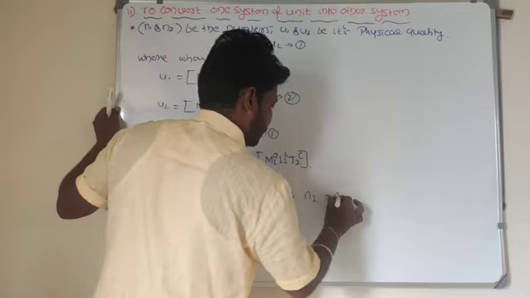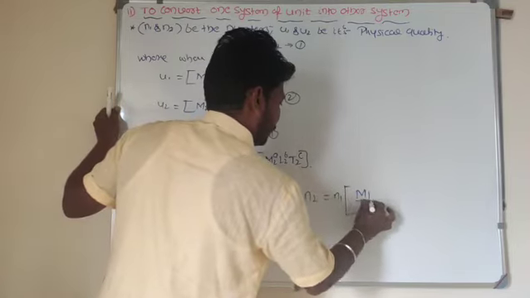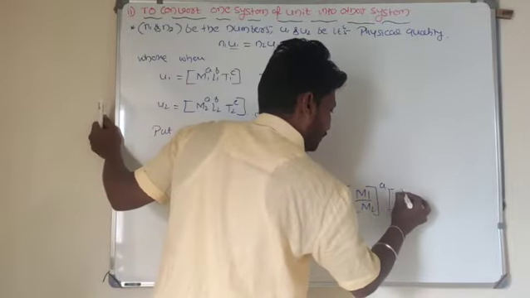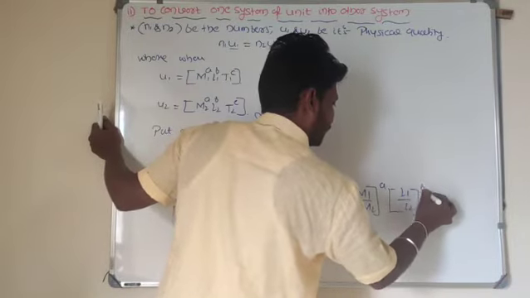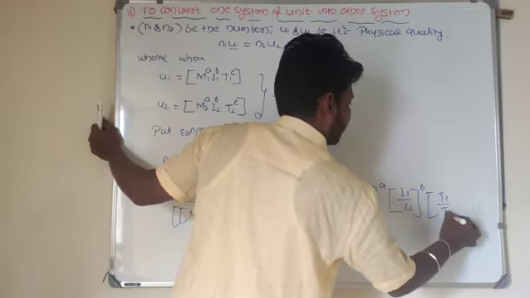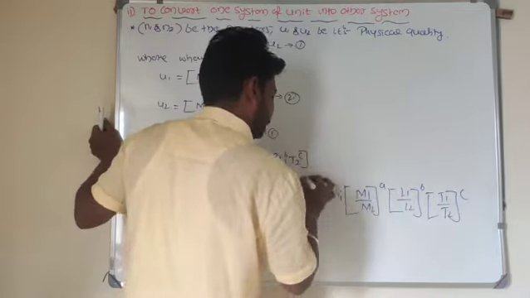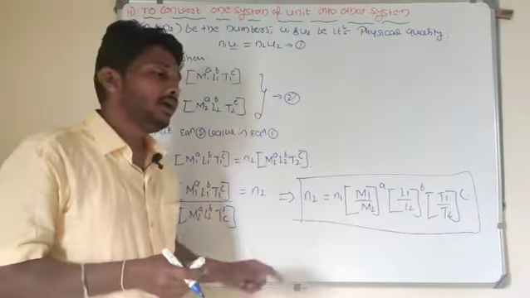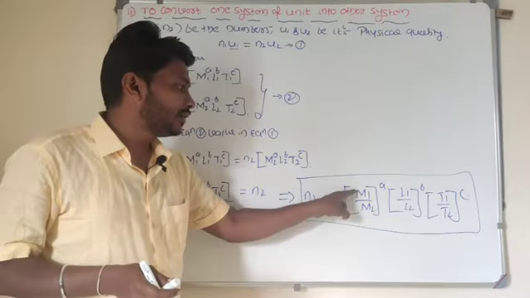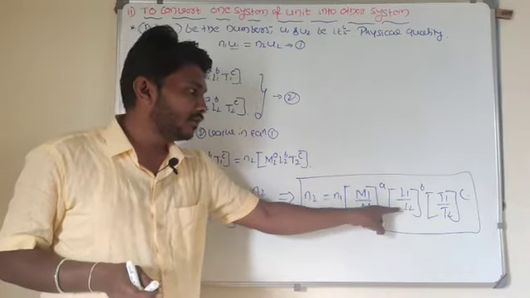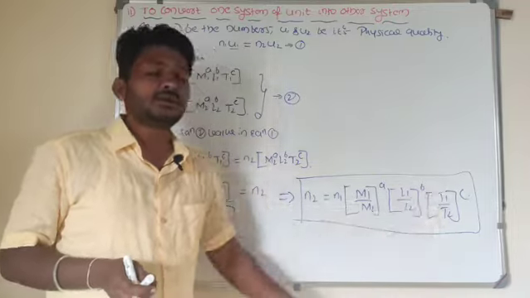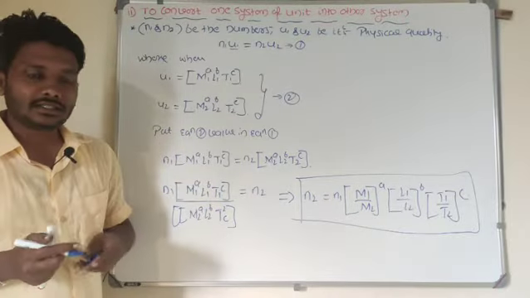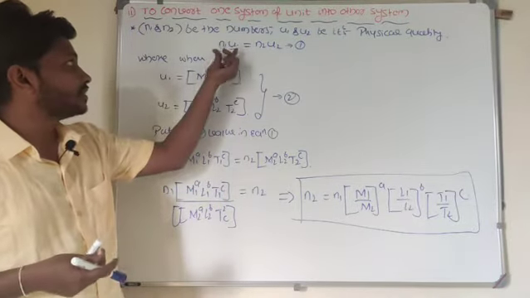So N2 is equal to N1, M1 by M2 of A here. Powers are same. L1 by L2 of B here and T1 by T2 of C here. Okay, so look at here. N2 is equal to N1 into M1 by M2 of A, L1 by L2 of B and T1 by T2 of C. By taking use of these formula, I can convert one system of unit into other system.